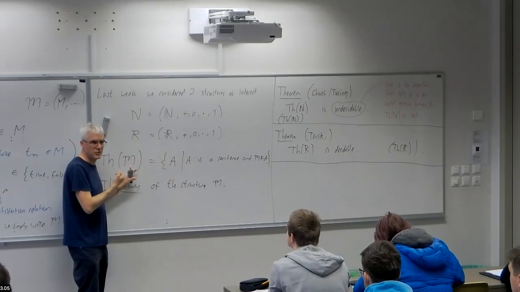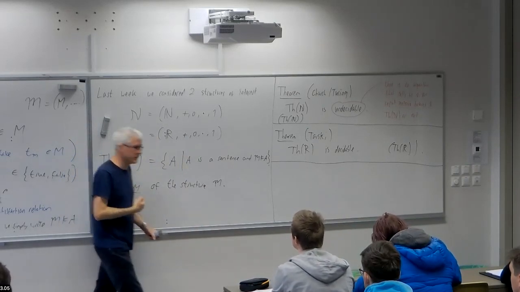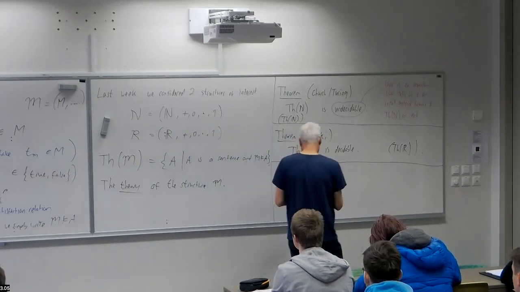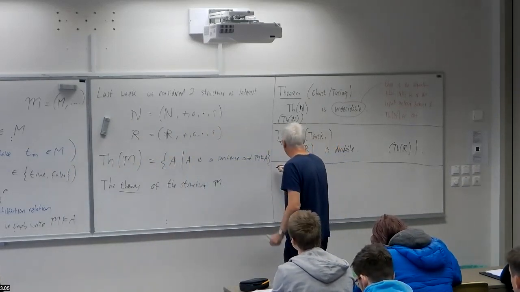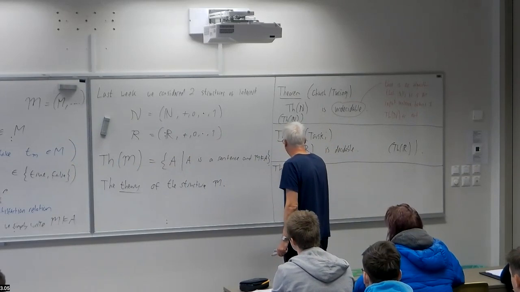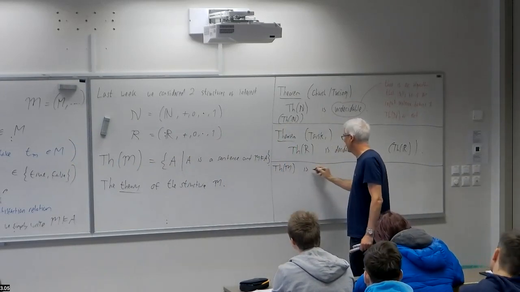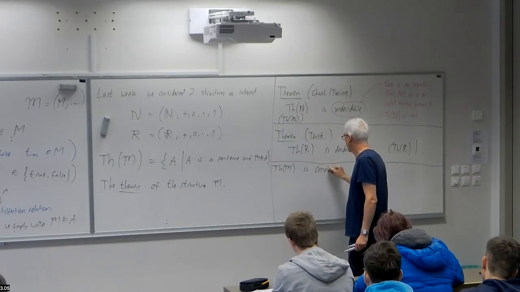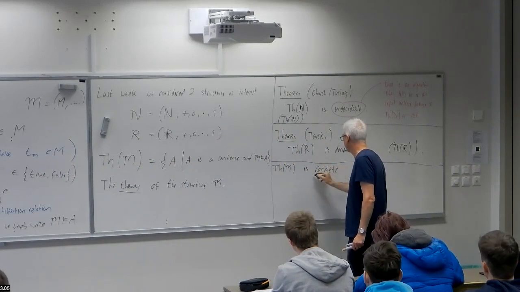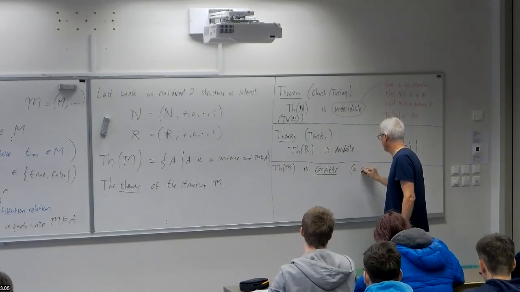A theory that's determined by an individual structure has a particular property, which we're going to see later is not true in all theories. And this particular property is the following. The theory of an individual structure is what's called complete. That's a complete theory.